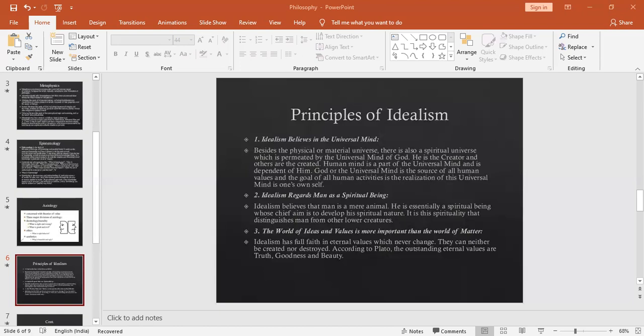Okay, so when you see the principles of idealism, idealism believes in the universal mind. Idealism regards man as a spiritual being, and it believes that the world of ideas and values is more important than the world of matter, right? The one which we physically exist in. That is, when you consider values and ideas, they are comparatively more important than the world of matter.